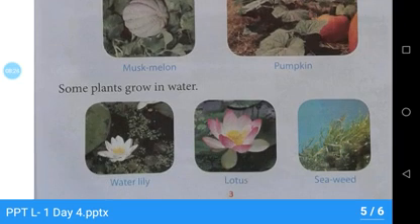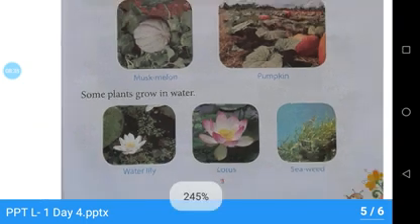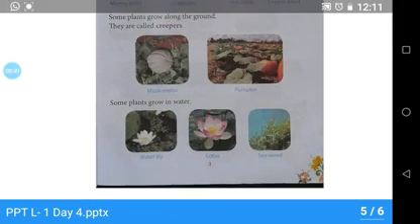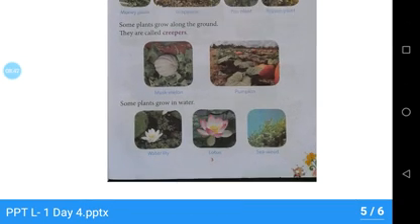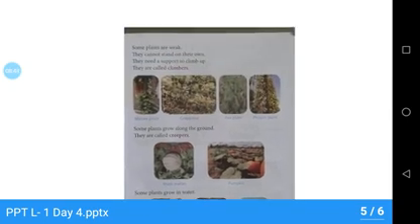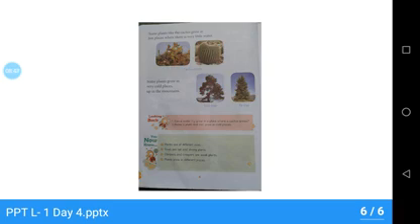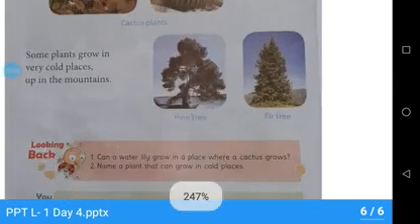Some plants grow in water. Water lily, lotus, seaweed. These plants grow in water. These are aquatic plants. We have seen these plants in our video. Now let us go to next page. Page number 4. In this page, what is written?